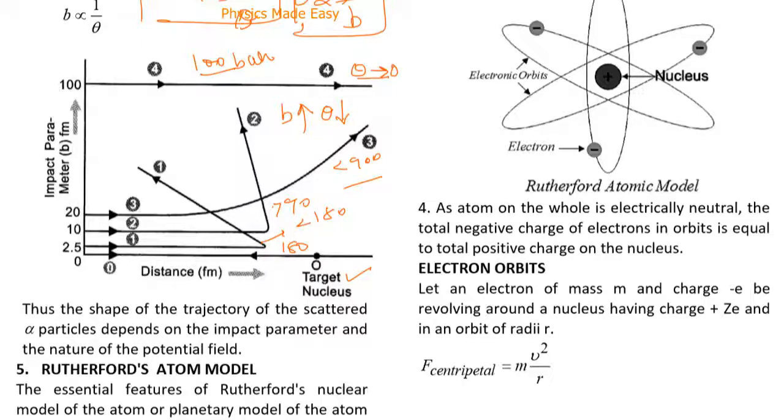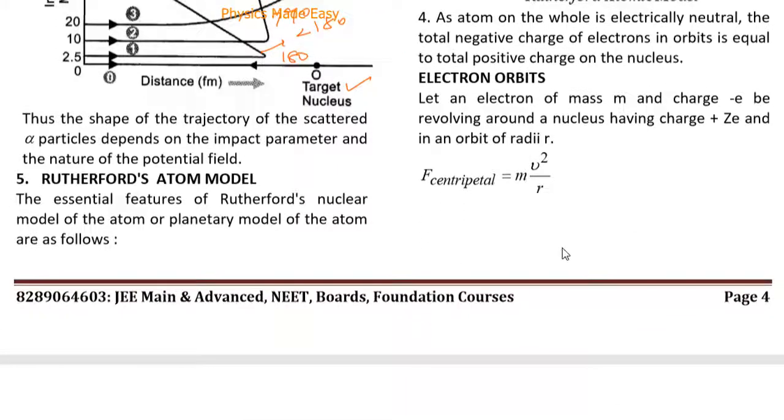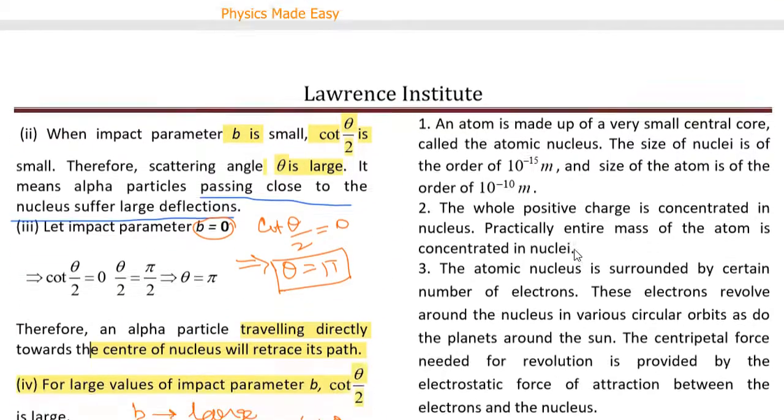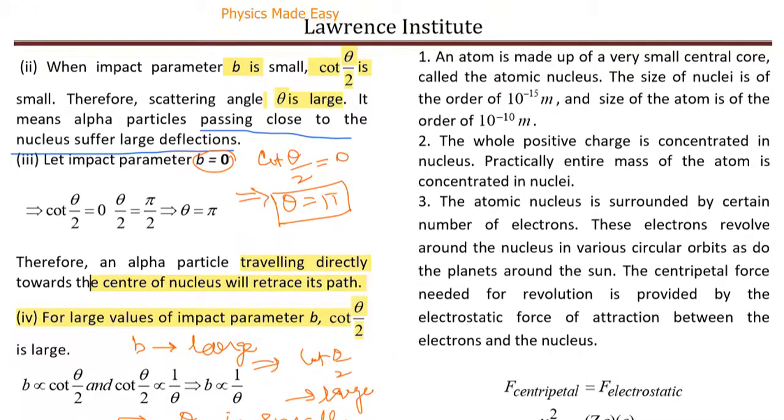the next topic is Rutherford's atomic model, and this is one of the very easiest articles. You could have gone through this in your chemistry as well. Now let me go through the basic points.